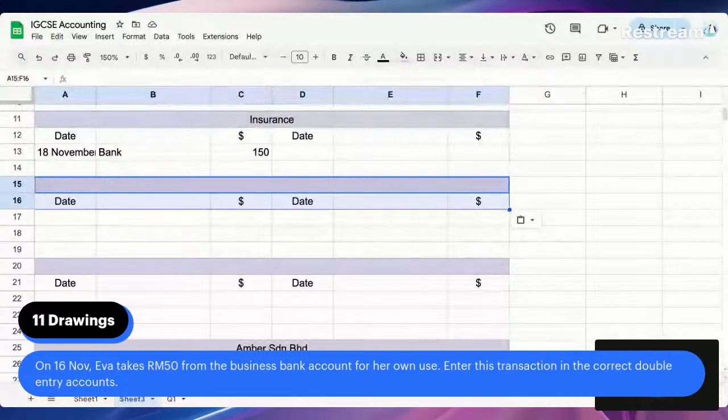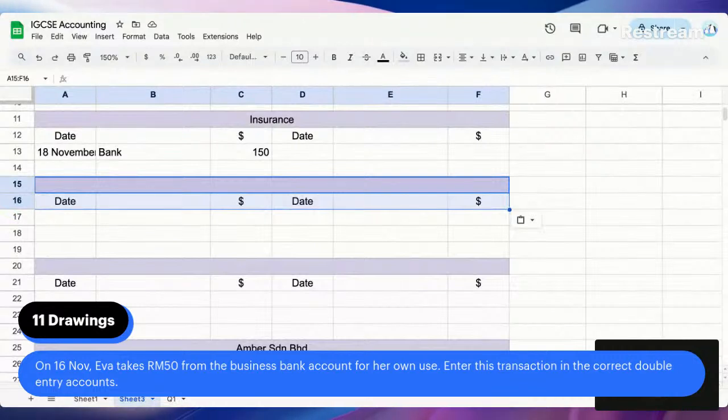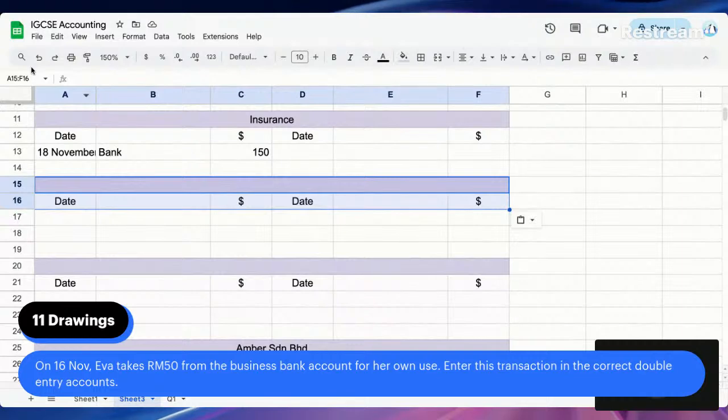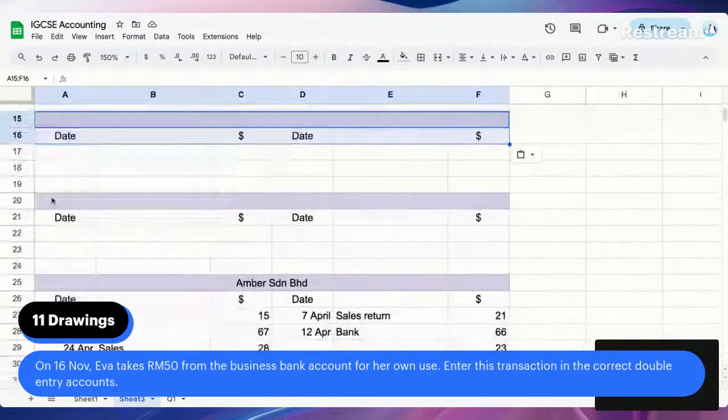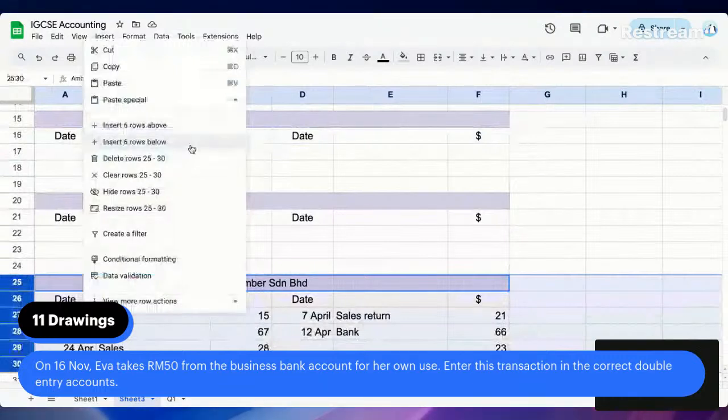So the question is like this. On the 16th of November, Eva takes $50 from the business, from the bank account, for her own use. So how do we do the double entry for this case? Okay, ignore the insurance part. Also ignore this one, this is for the next exercise. So I put it below.